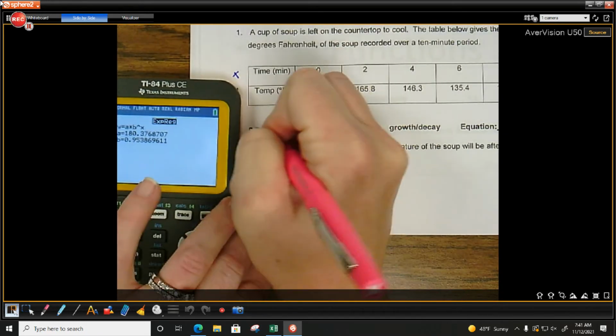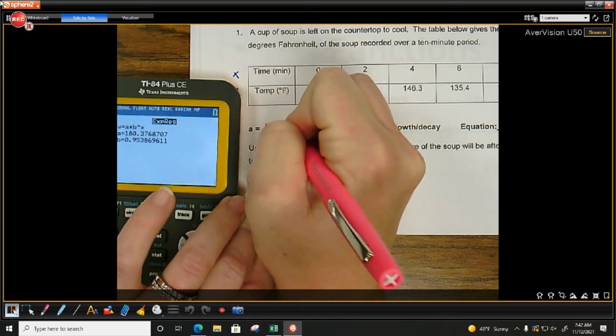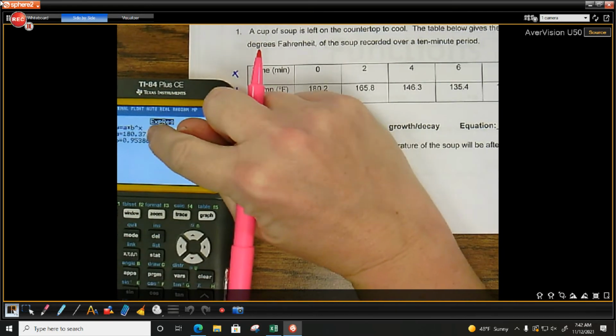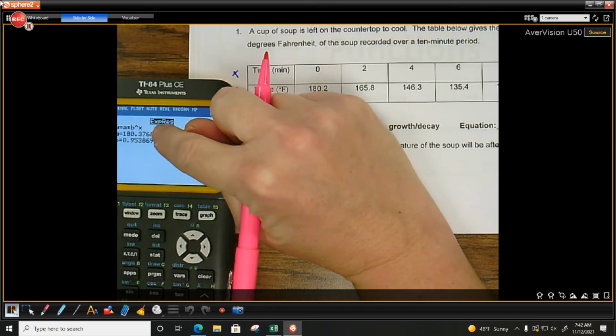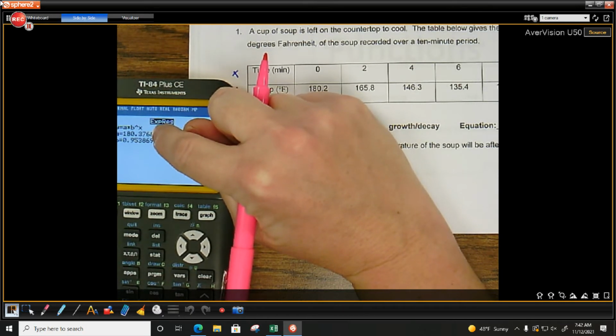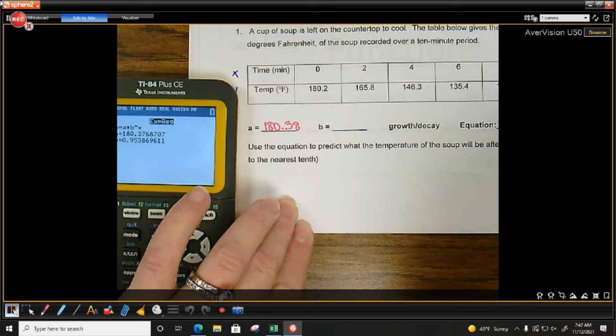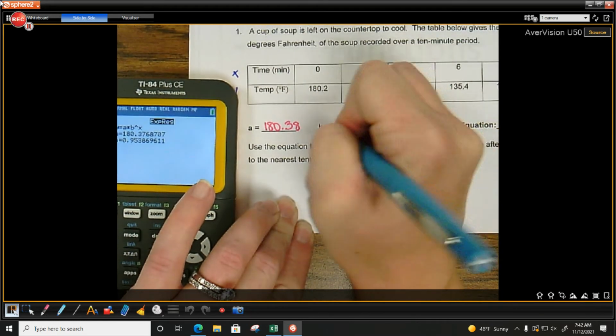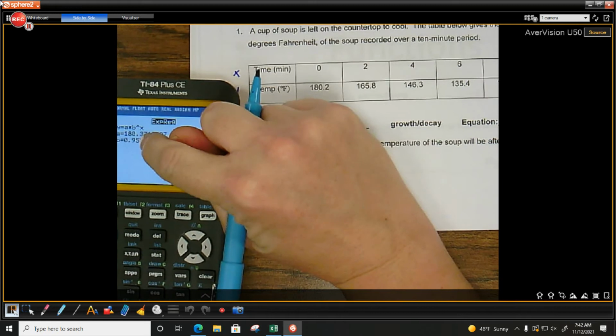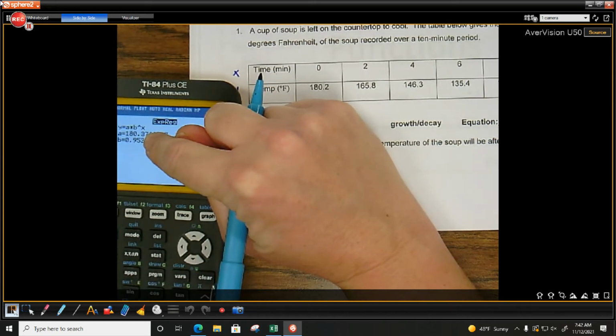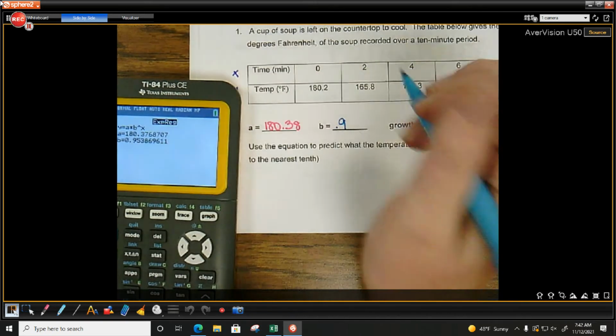So my A is 180.3. Look at the third number, which is a 6. Does a 6 round the 7 up or keep it a 7? Rounds it up to an 8. My B is 0.9. Does the 3 round the 5 up or keep it a 5? Keeps it a 5.